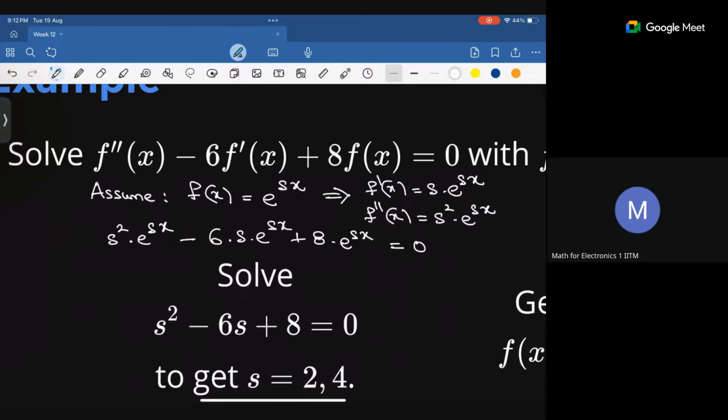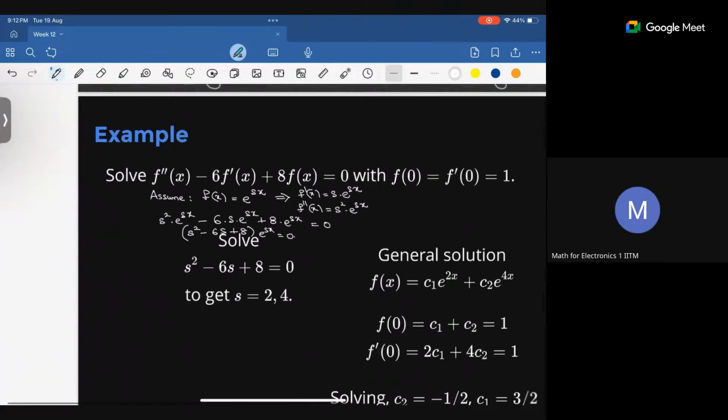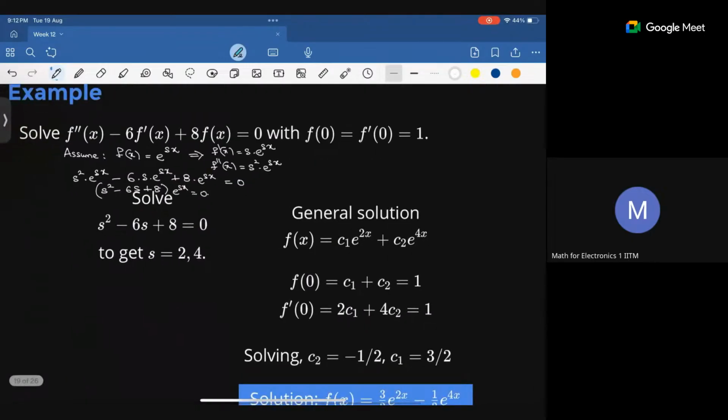Then pull out e power sx common and remove that e power sx, because e power sx will never be 0. So whatever remains, that should be equal to 0. Right, so if I pull out, I'll have s square minus 6s plus 8 into e power sx to be 0, which implies that s square minus 6s plus 8 is 0. That is what our characteristic equation is.